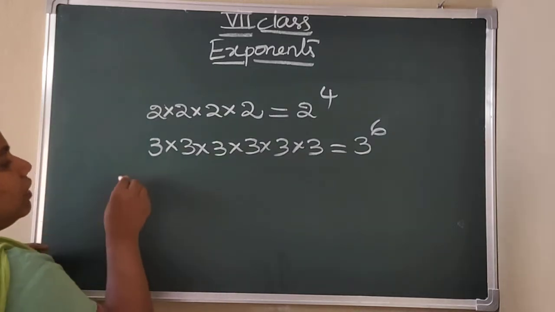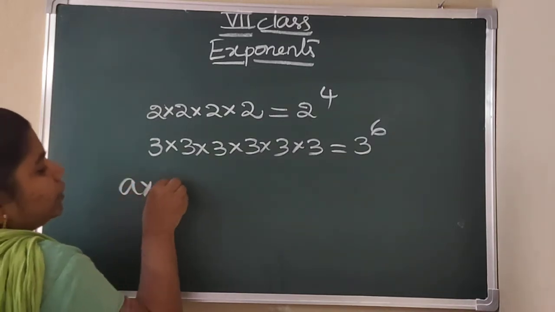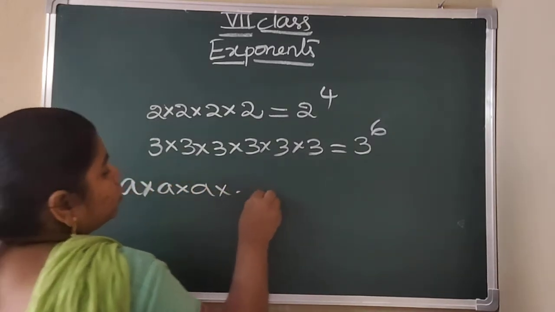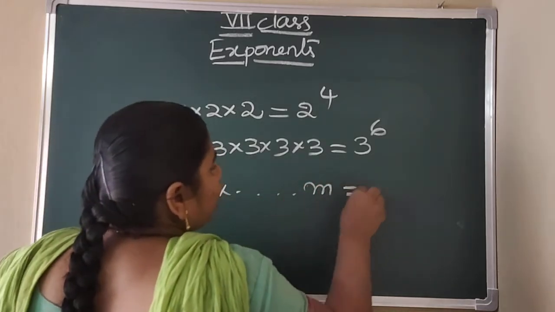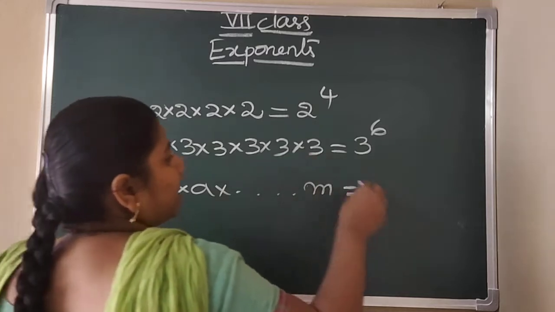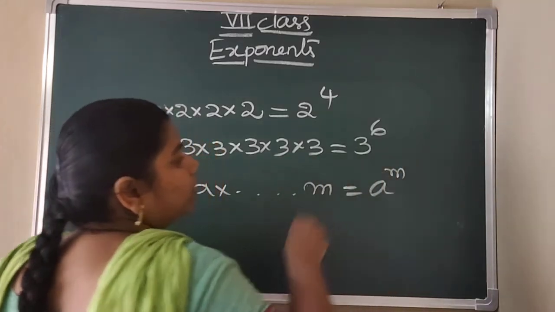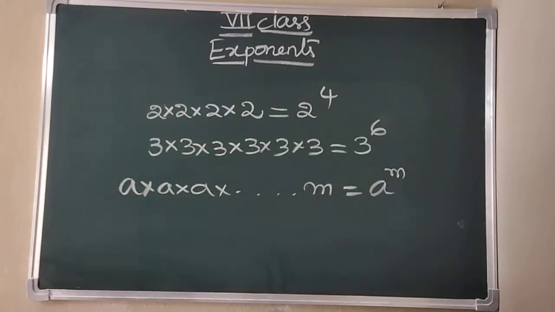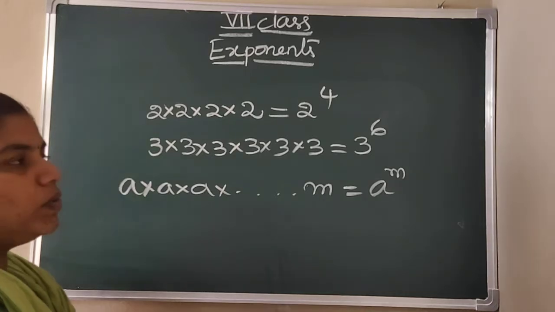In general form we can write a into a into a and so on up to m times. How many times am I multiplying? m times. So I can write this value as a power m.